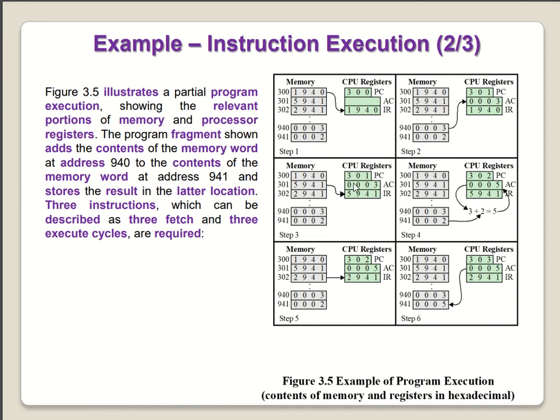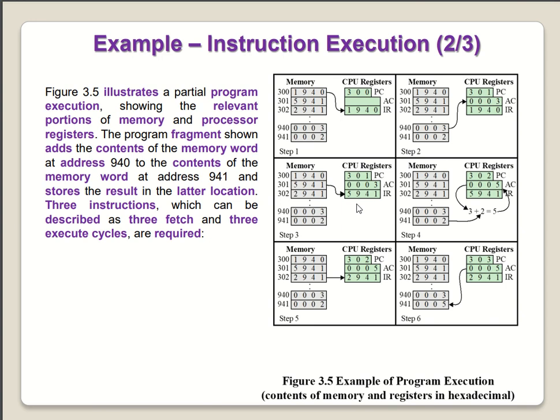So what you need to do is, your PC contains the address of the instruction to be executed next. So what is the next instruction? It is in 301, which is 5941. So you fetch that instruction, move it to IR. Can you see here an arrow? So you fetch the instruction 5941, move it to IR. Okay, fine. Now I moved it.